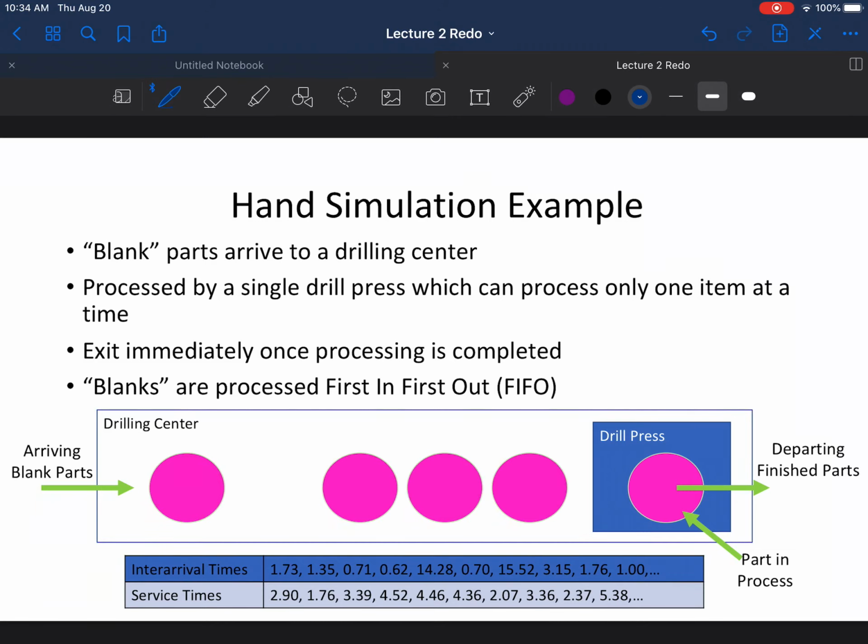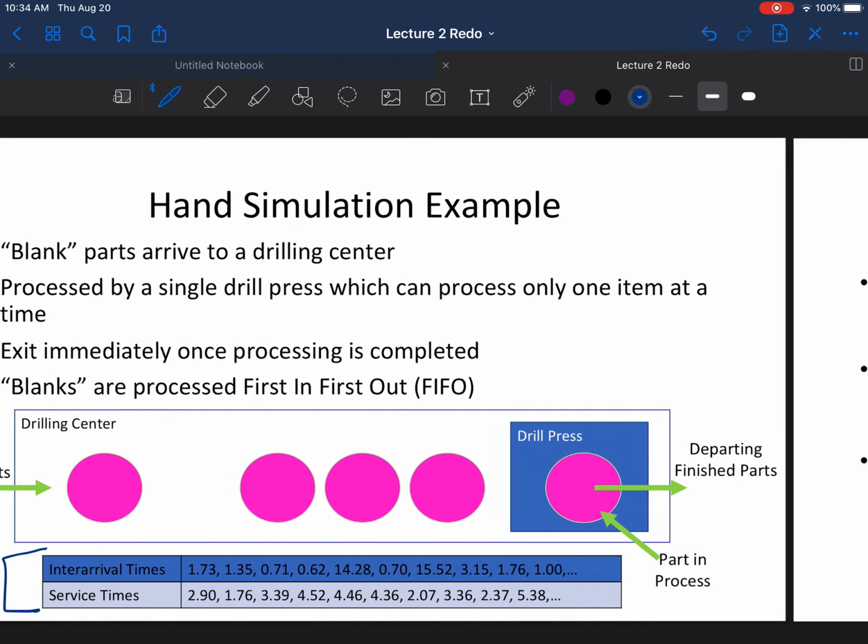Hi, and welcome back to part 2 of lecture 2. Remember our hand simulation example. We have blanks arriving to a drilling center. They're processed by the drill press. They exit once processing is complete, and blanks are processed first in, first out. We have the data down here. Okay.